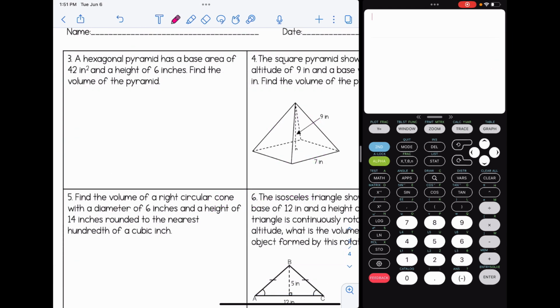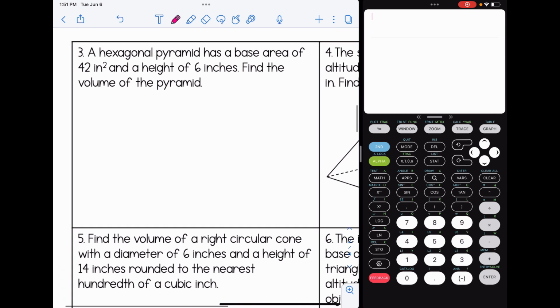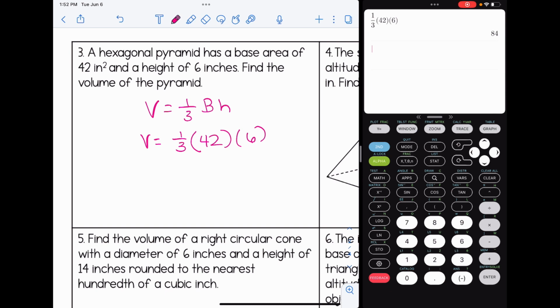Okay, number 3, a hexagonal pyramid has a base area of 42 inches squared and a height of 6 inches. Find the volume of the pyramid. So our volume formula again, 1/3 capital B times H. We don't need to know how to find the area of the hexagon here. It just tells us that the area is 42 and the height of the pyramid is 6. So we just now have to type that into our calculator. So 1/3 times 42 times 6, we get 84, and our units are inches cubed.